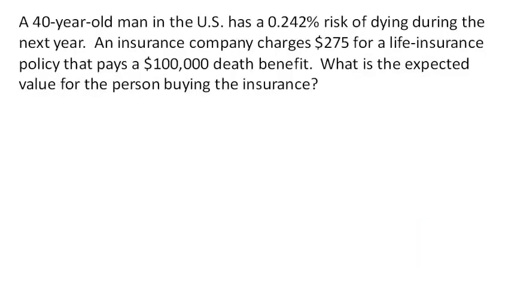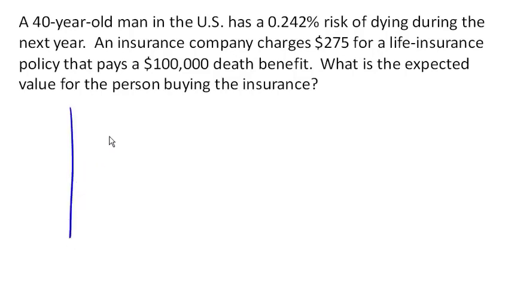Okay, a 40-year-old man in the US has about a 0.242% risk of dying during the next year. An insurance company charges $275 for a life insurance policy that pays a $100,000 death benefit. In other words, it pays that if the person dies during the year. Otherwise, they just get their $275 and the person doesn't get anything. So what is the expected value for the person who's buying the insurance?